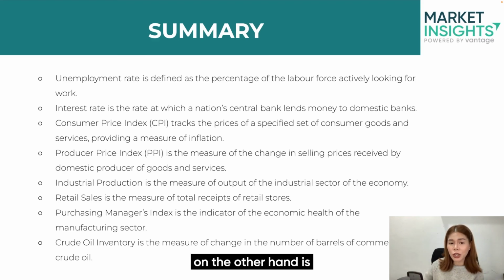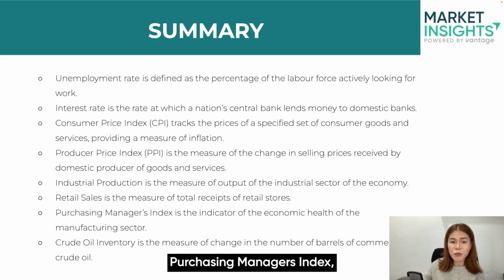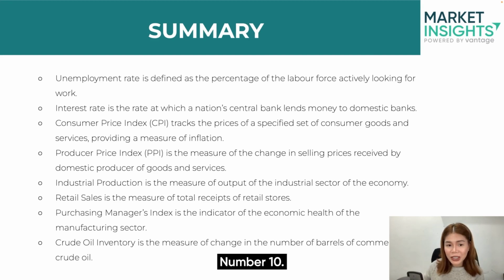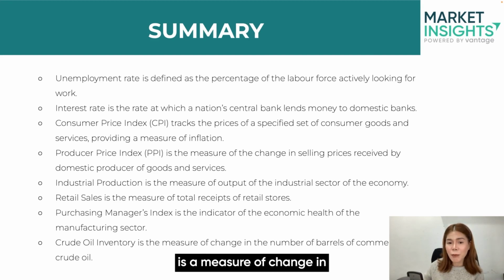Industrial production, on the other hand, is the measure of output of the industrial sector of the economy. Retail sales is the measure of the total receipts of retail stores. Number 9, Purchasing Managers Index, or PMI, is the indicator of economic health of the manufacturing sector. And lastly, number 10, Crude Oil Inventory is the measure of change in the number of barrels of commercial crude oil.